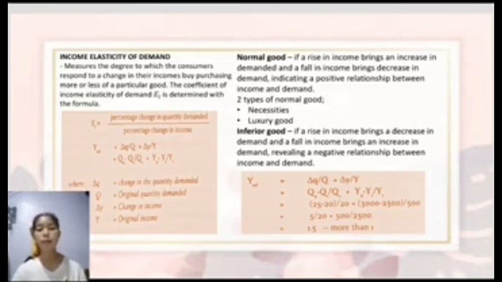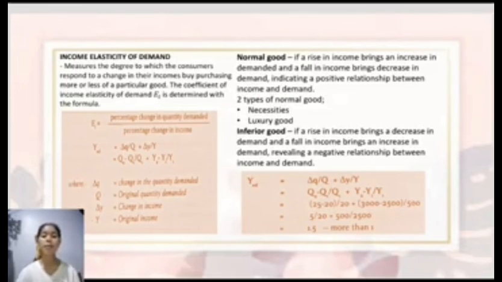Y is representative of original income, E_D is representative of elasticity of demand, equals change in the quantity demanded divided by original quantity demanded, divided by change in income over original income, equals quantity demanded 2 minus quantity 1 divided by quantity 1, over income 2 minus income 1 divided by original income 1.